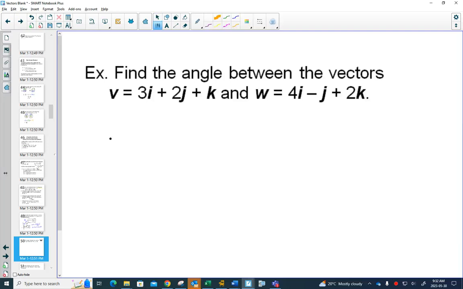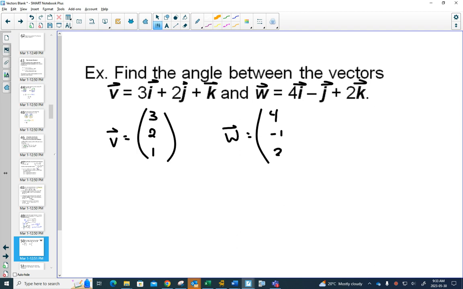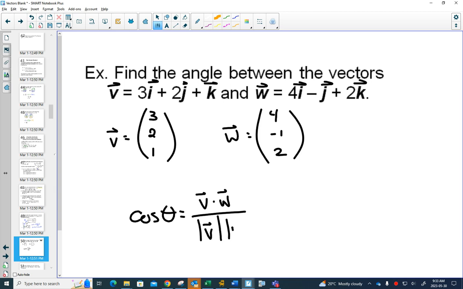So first of all, I'm going to rewrite V as a column vector. And I'm going to rewrite W as a column vector. And say that cos of theta should equal the dot product of V and W divided by the length of V and the length of W.